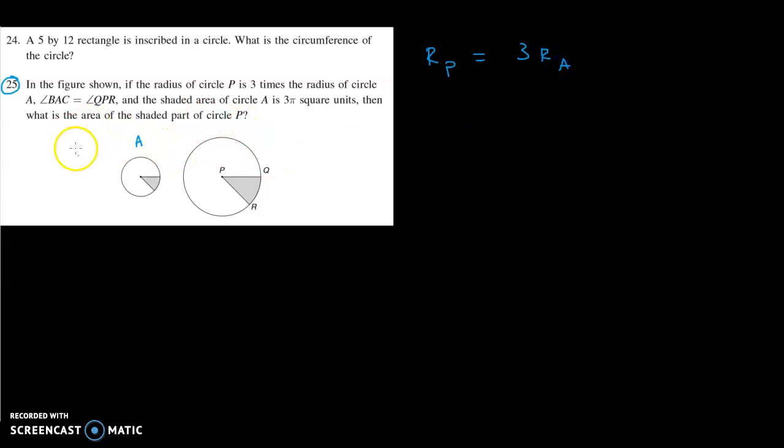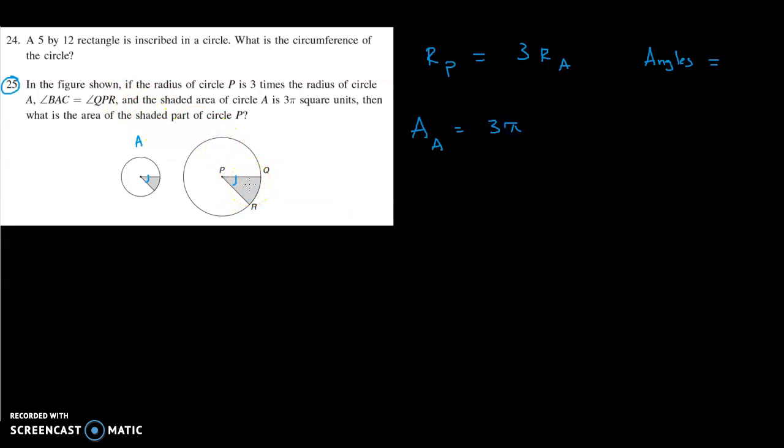They say the angles here are the same, but they don't tell us what they are, very importantly. So the angles are equal to each other. And then the shaded area of circle A is 3 pi, or the shaded portion, I should say. Then they want to know what the area of this one is.